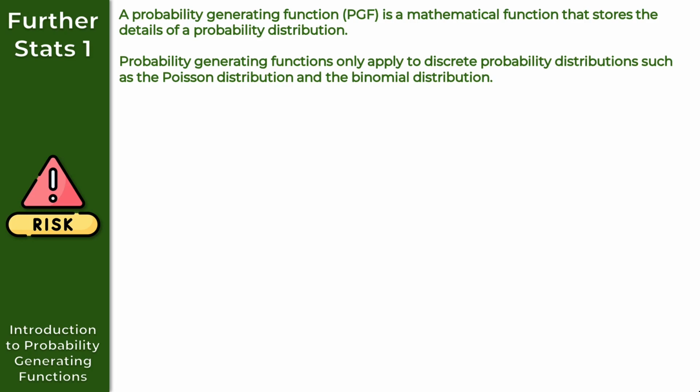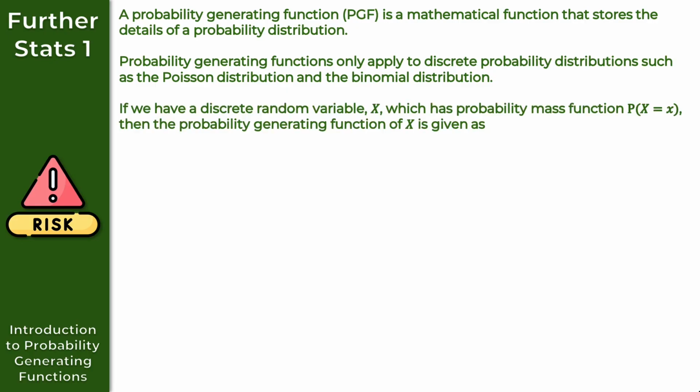Now, probability generating functions only apply to discrete probability distributions such as the Poisson distribution and the binomial distribution. So for that reason, you will not see anything to do with the normal distribution within this chapter on probability generating functions. Now let's say we have a discrete random variable, let's call that x here, which has the following probability mass function, okay?